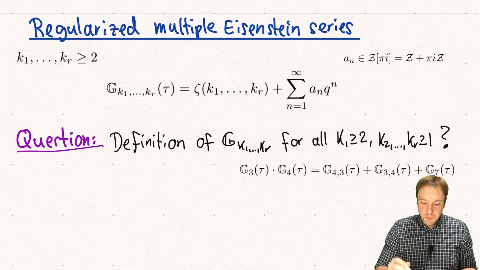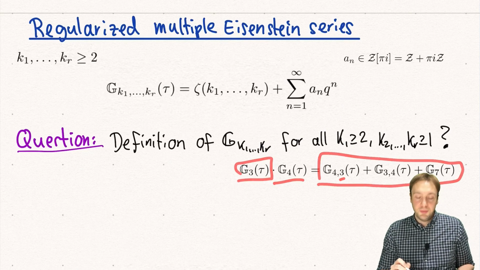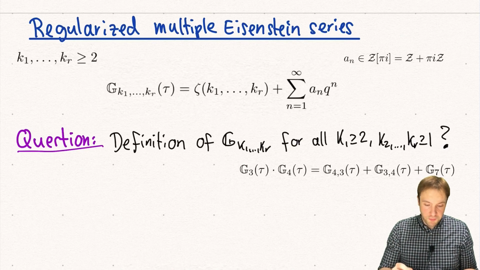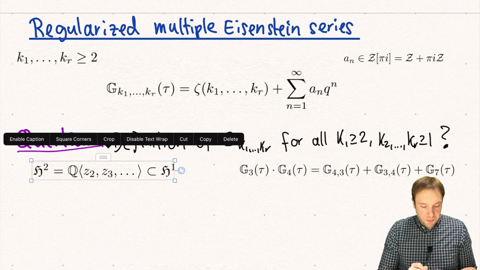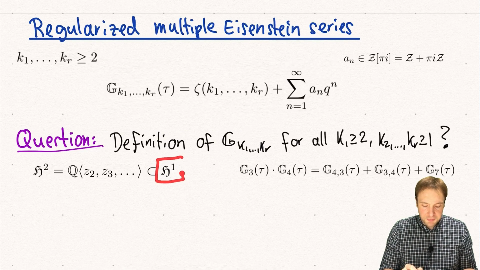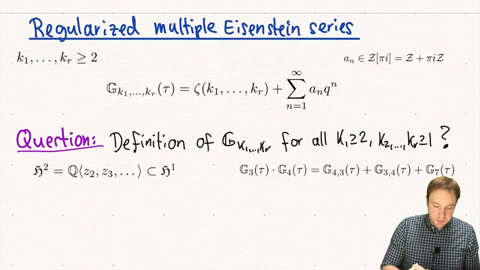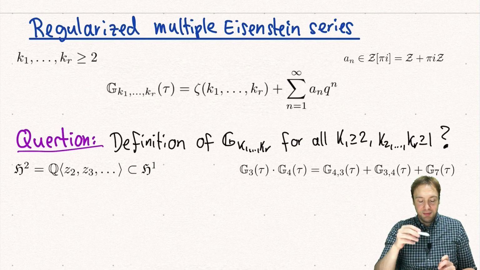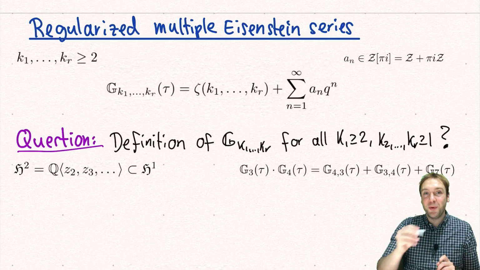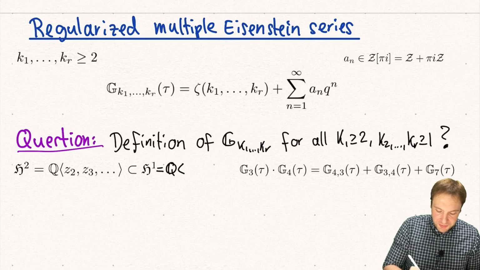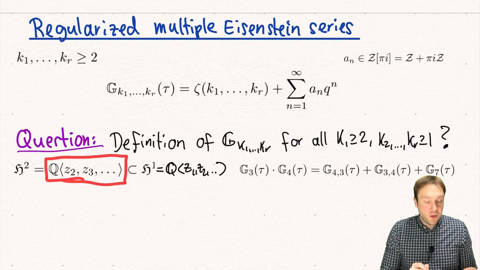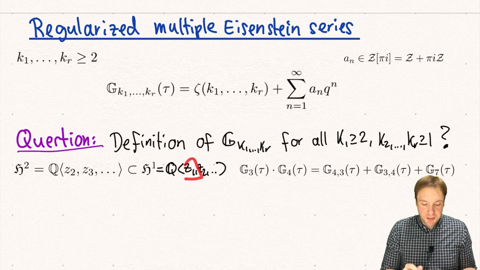By this I mean that, for example, if I multiply G3 with G4, I can just use this stuffle product formula. Therefore, we can view them as some algebra homomorphism. But first, for this, we need to introduce the following. Recall we had this notation of H1, which was given by all linear combinations of words in the letters z1, z2, and so on. So this was the non-commutative polynomial ring over Q. And for this, we can consider the subspace H2, which are linear combinations of words in the letters z2, z3, and so on. So it doesn't contain a z1.